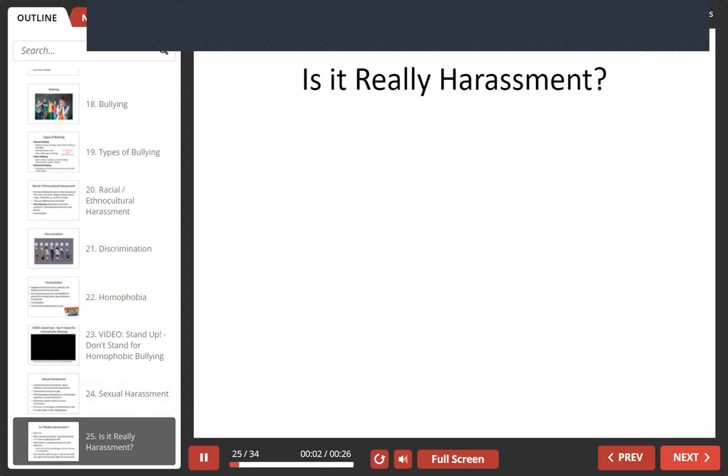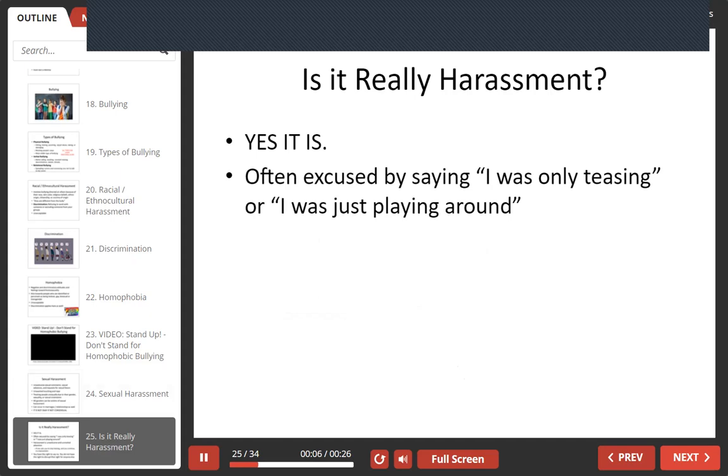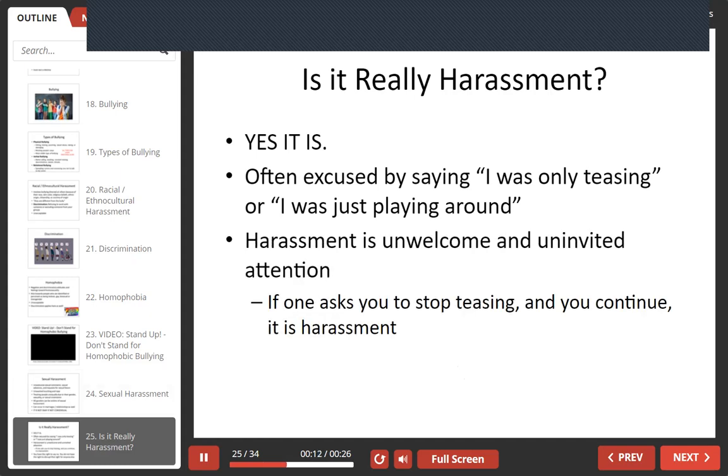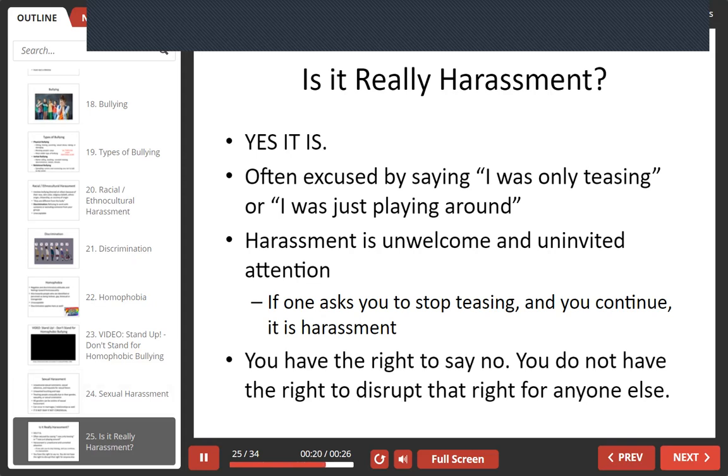Is it really harassment? Yes, it is. It's often excused by saying I was only teasing, or I was just playing around, or even boys will be boys. Harassment is unwelcome and uninvited attention. If one asks you to stop teasing and you continue, it is harassment. You have the absolute right to say no. You do not have the right to disrupt that right for anybody else.